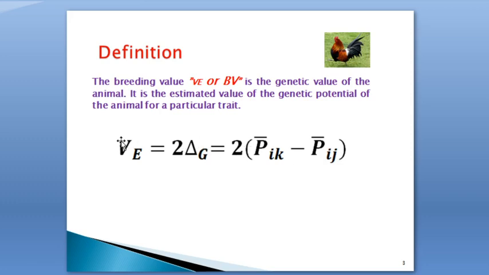I'm going to read it. So breeding value is equal to 2 times the superiority of the offspring, and the superiority is expressed as the average mean performance of the trait of the offspring minus the average mean performance of the initial population from where the parents of the offspring were selected.